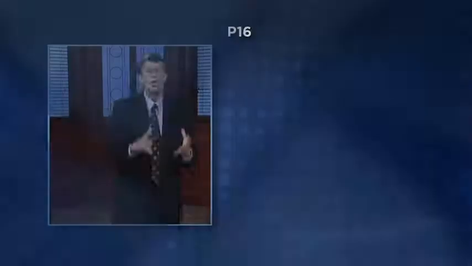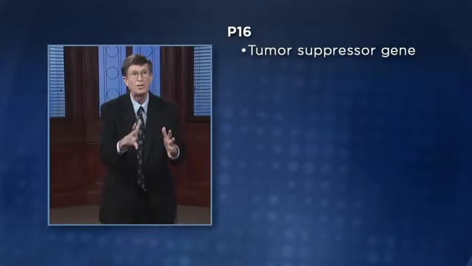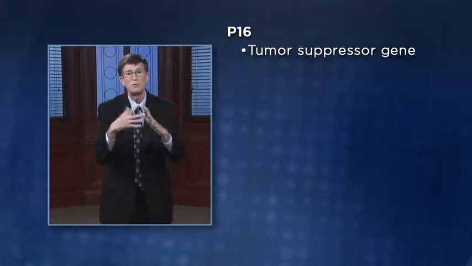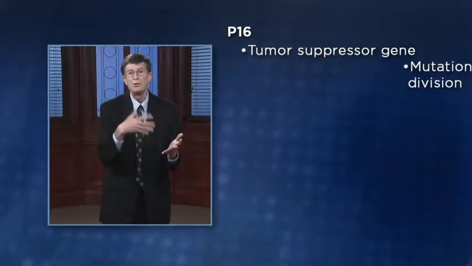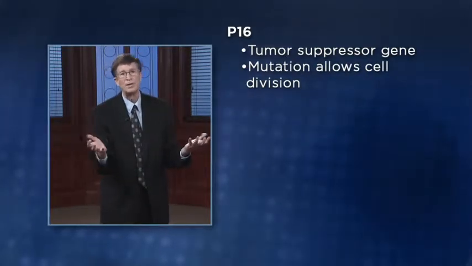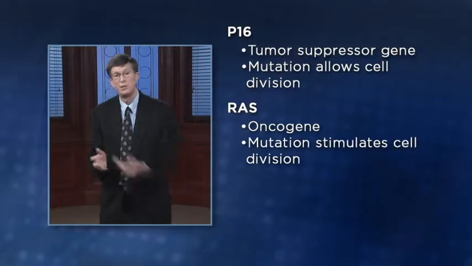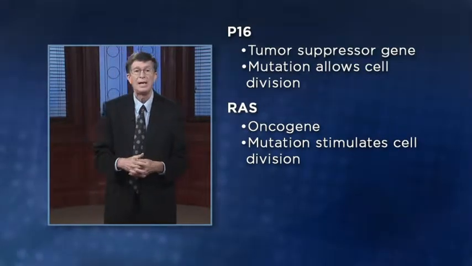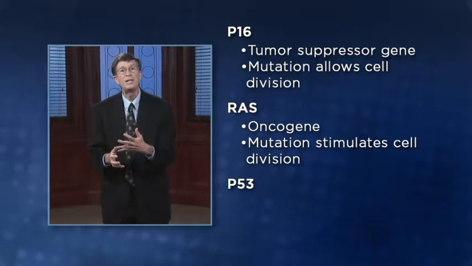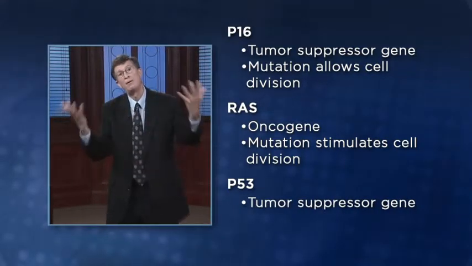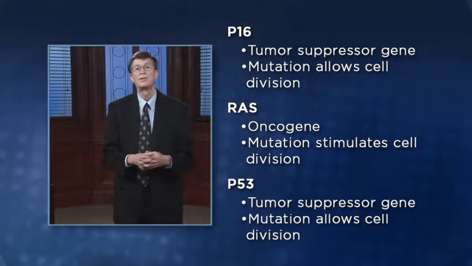Let's go back a minute. P16, I talked about that in the last lecture. P16 is a tumor suppressor. Okay, it's a tumor suppressor gene. And when you get a mutation, it allows cell division. RAS is an oncogene. And when you get a mutation, it stimulates cell division. And P53 is a tumor suppressor gene, and when you mutate, you get allowing cell division, right?